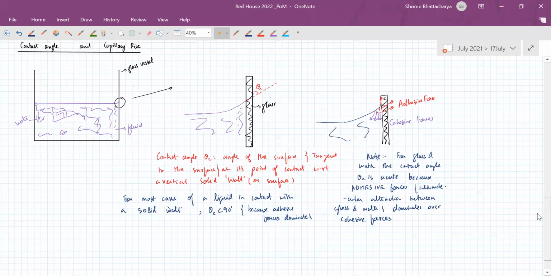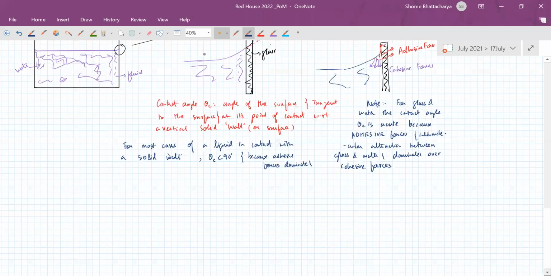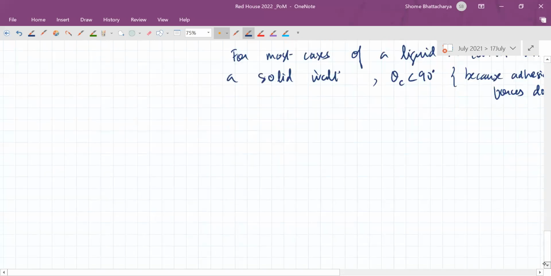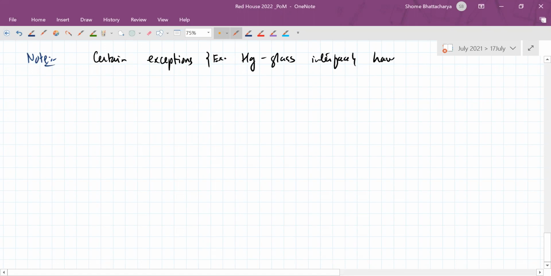Okay. Yeah, so coming back to the concept of contact angle. Exception cases are there where the angle of contact can be obtuse, like in the case of mercury and glass, because the adhesive forces are weaker compared to the cohesive forces. Certain exceptions like the mercury and glass interface have an obtuse value of contact angle, because in such cases the cohesive forces are dominant.